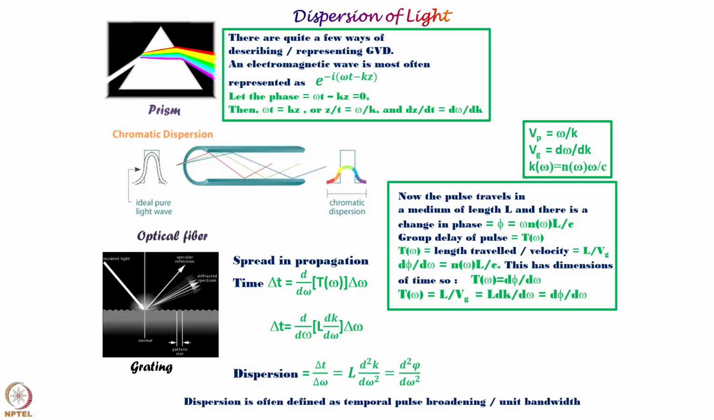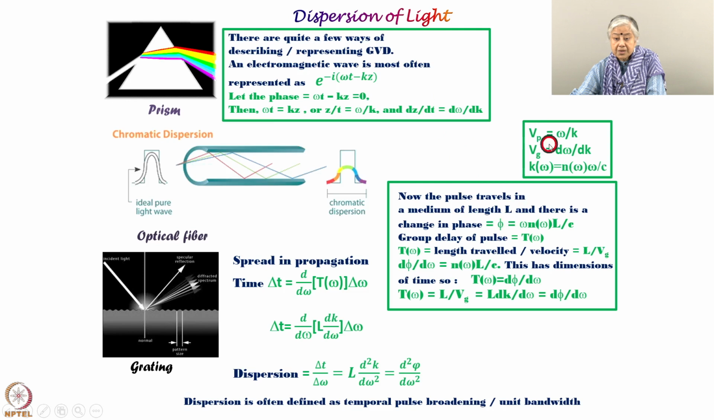So, I spoke about the prism which gives you dispersion, I spoke about the optical fiber which gives you a dispersion, then I spoke about the grating also which gives you a dispersion of light, and all these will be used in our system of ultra short pulse amplification. So, let me go back to this.